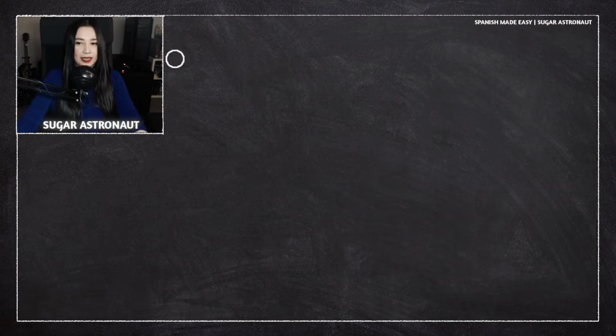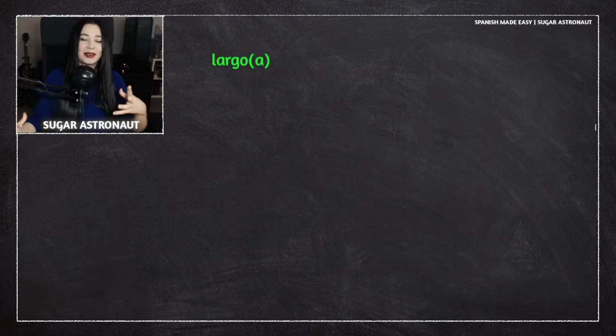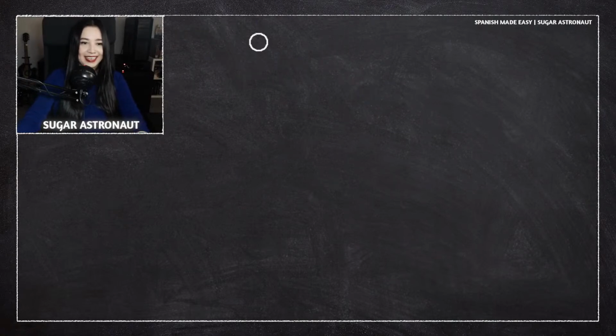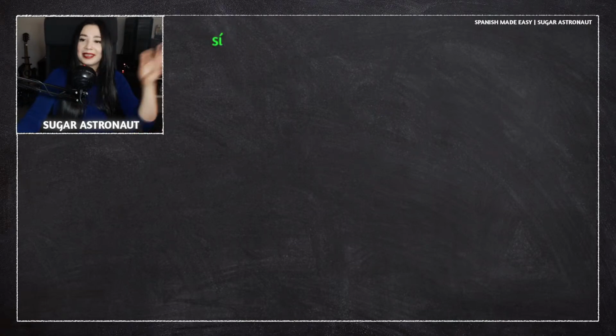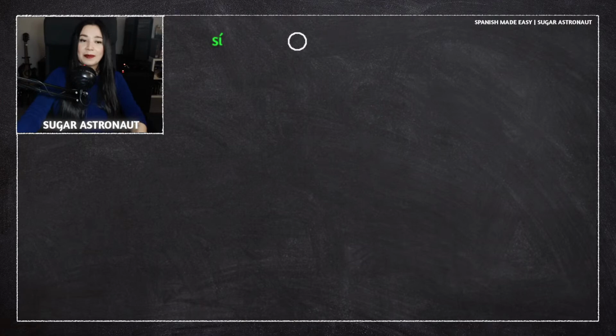The first one is, oh, you can see it now. Largo. What does this mean? Largo means long. Actually, I have another set. I forgot. There's a word above that one, above largo. So the first one is sí. Sí, that's technically the first one. Sorry, guys.